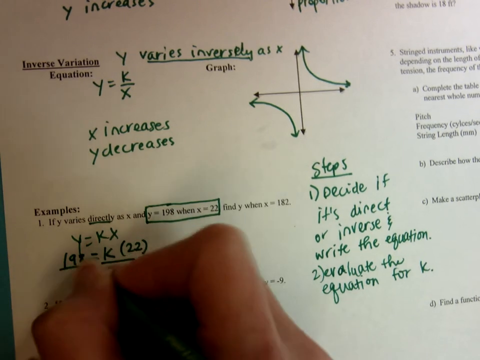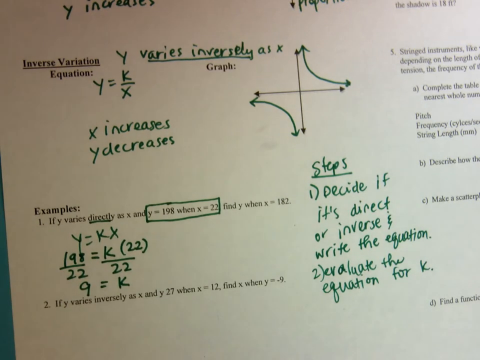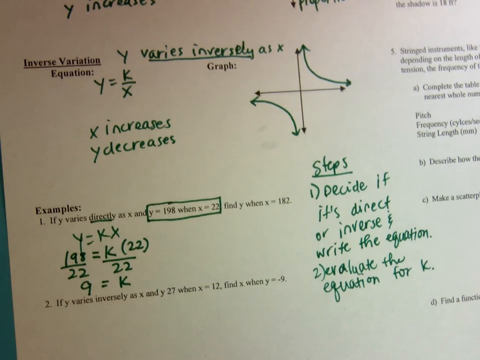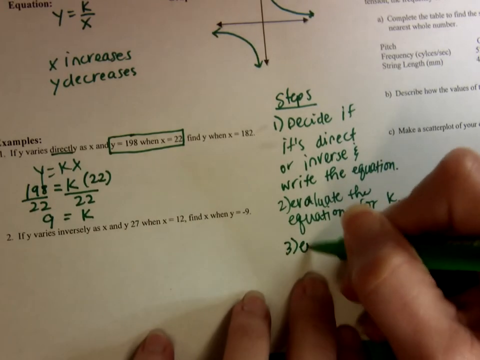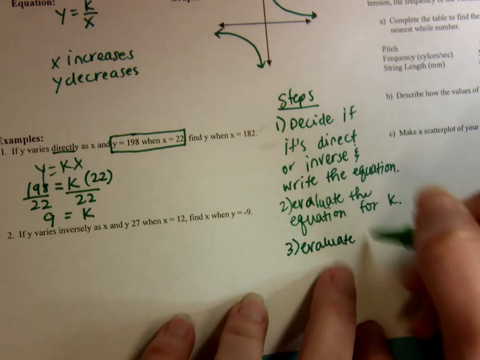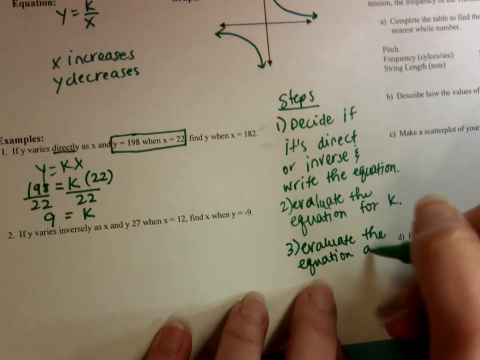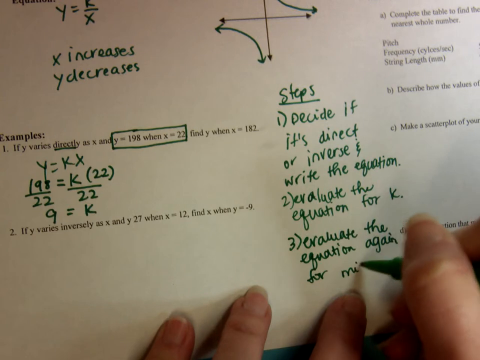Excellent. Divide by 22. And k is going to equal 9. Now, in the problem, is that what we were looking for? No. It says find y when x is 182. We found the k. So what we need to do, number 3, the third step, is to evaluate the equation again. And we're going to do this for the missing variable.